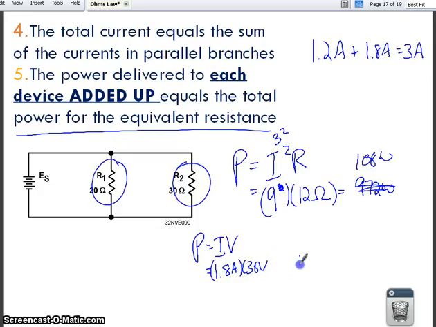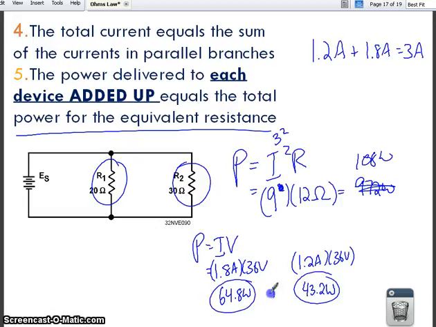For the second resistor, it was 1.8 amps times 36 volts, so 1.8 times 36 is equal to 64.8 watts. And then 1.2 times 36 is equal to 43.2 watts, and if we add these two together, we get our total power. So that was one example.